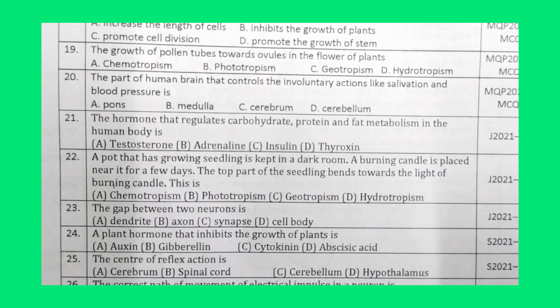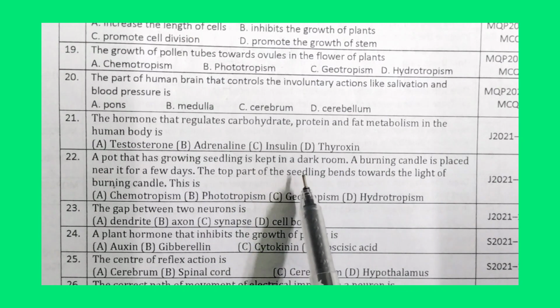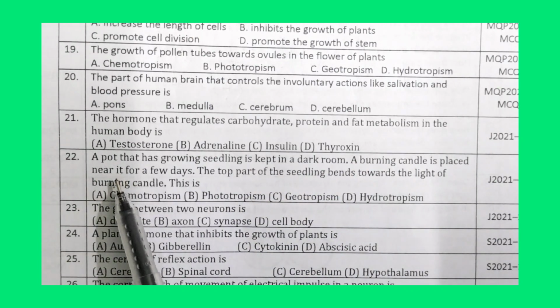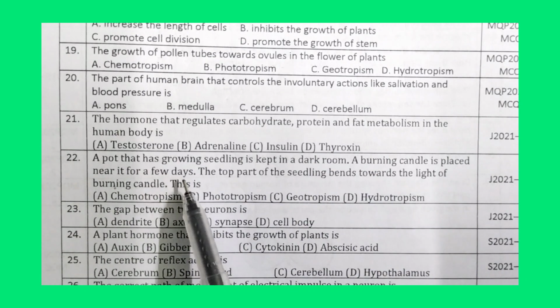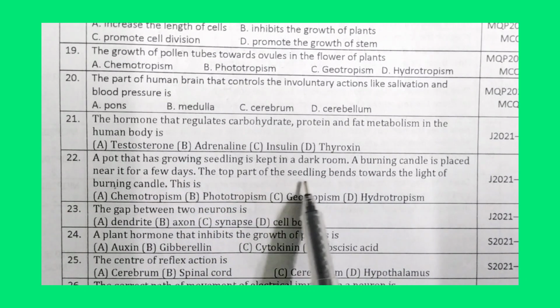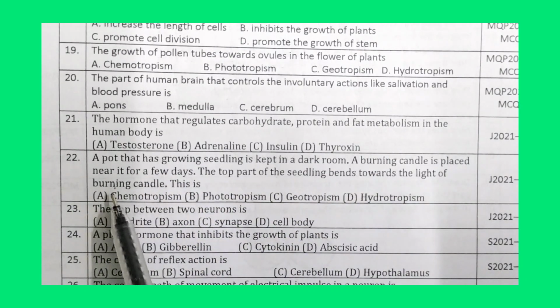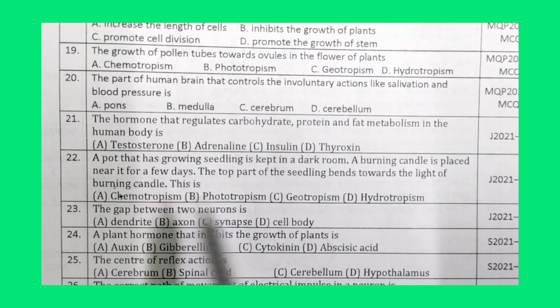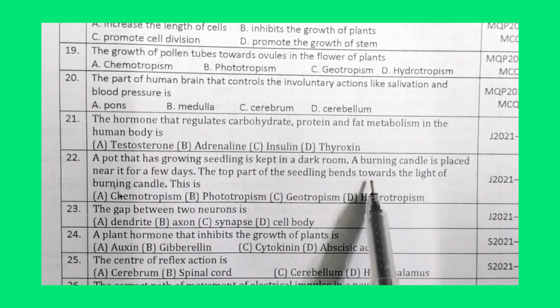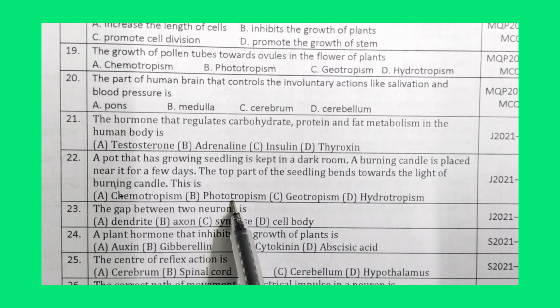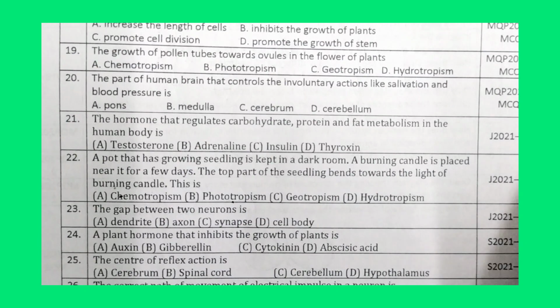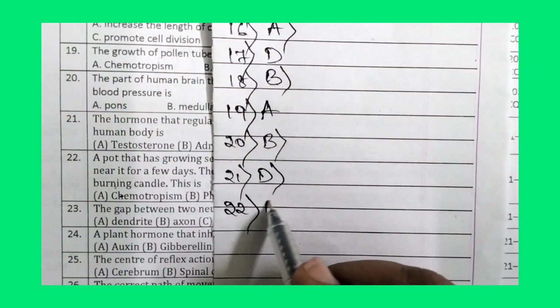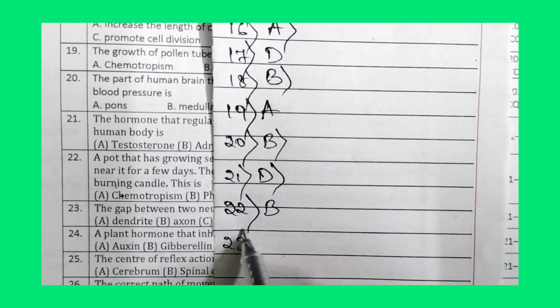Now let us move to the 22nd question. A pot that has a growing seedling is kept in a dark room. A burning candle is placed near it for a few days. The top part of the seedling bends towards the light of the burning candle. This is a response towards the light, it is phototropism. So for the 22nd question, the right answer is option B, phototropism.